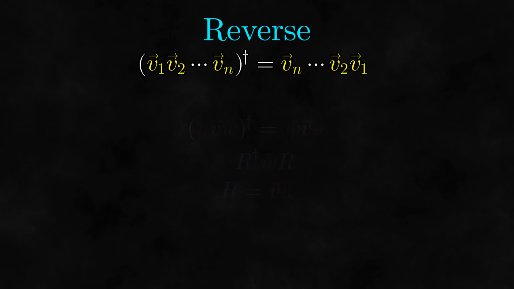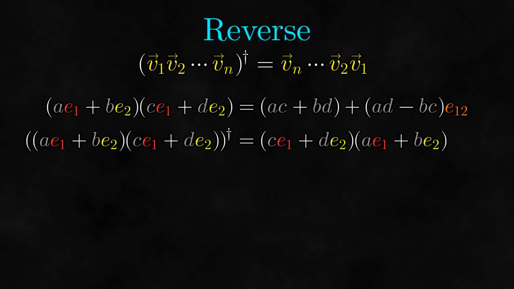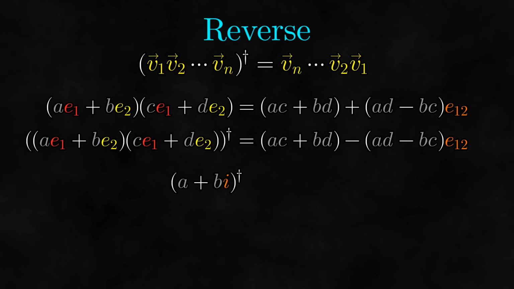In 2 dimensions, rotors can be written as the product of two vectors. Looking at components, here is an arbitrary product of two 2D vectors. What happens if we reverse this product? Well, it looks pretty similar. The scalar part is the same, and with a bit of algebra we see that the bivector part is negated. This means that to find the reverse of a complex number, you just need to negate the imaginary part.